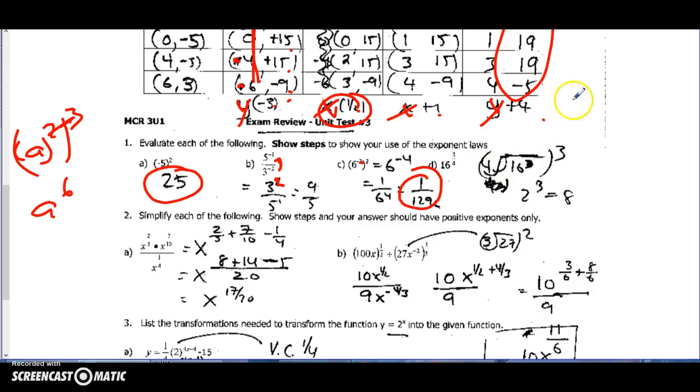Here I have 16 to the 3/4. That says I want the 4th root of 16 and then cube it. Okay, so this number, the top, is a 3, just like here.